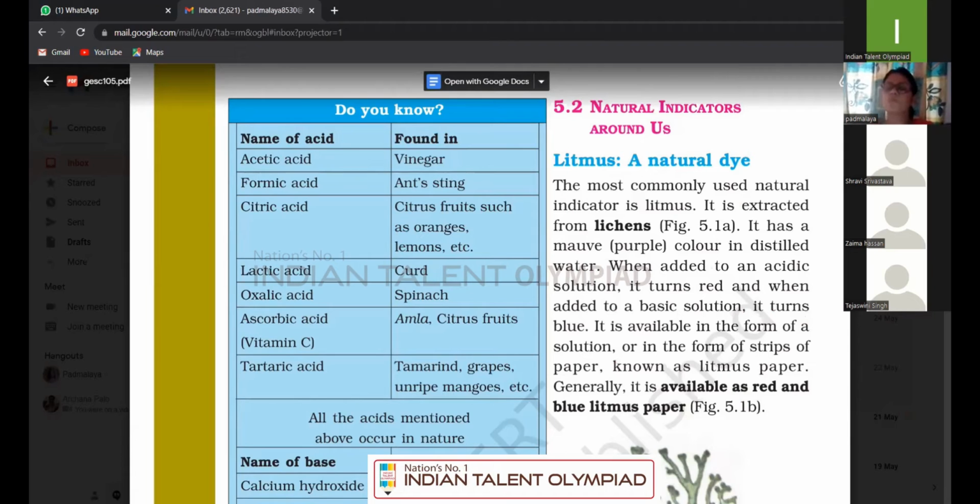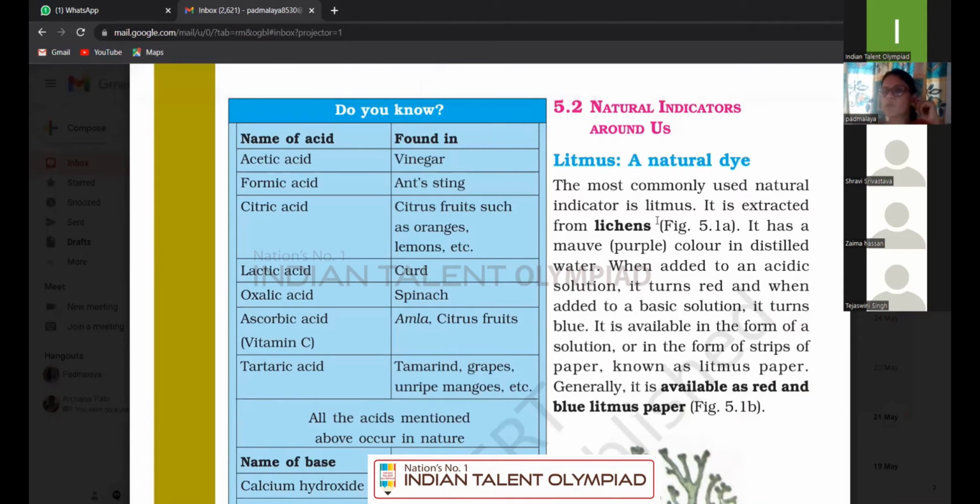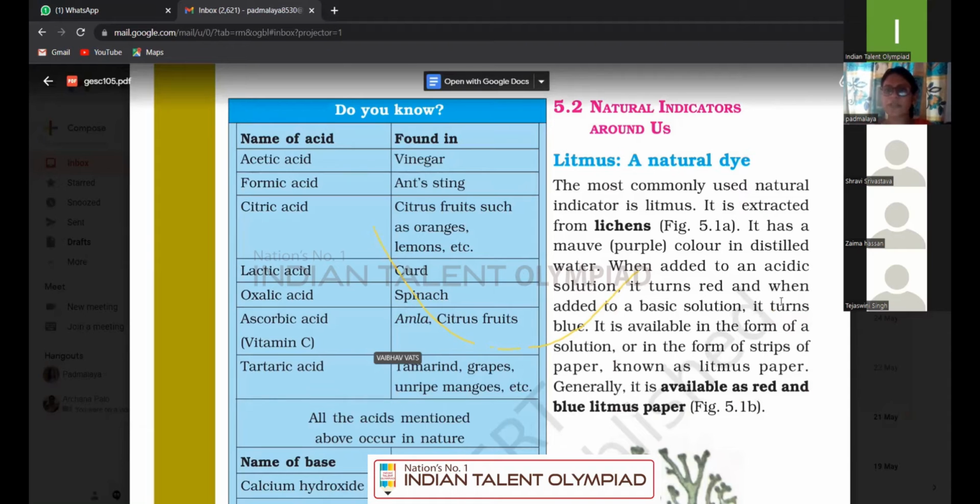Next, you can see that the most commonly used natural indicator is litmus. It is extracted from lichens, the organisms we have here, and it has a purple color in distilled water.